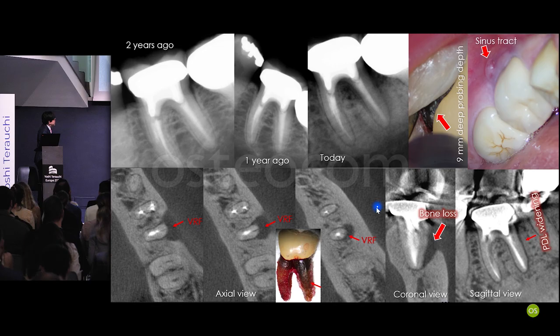So I concluded the tooth had vertical root fracture. So I extracted the tooth, then I found the vertical root fracture here. This is the tooth I extracted from here.